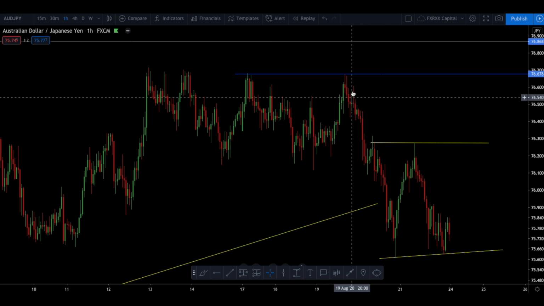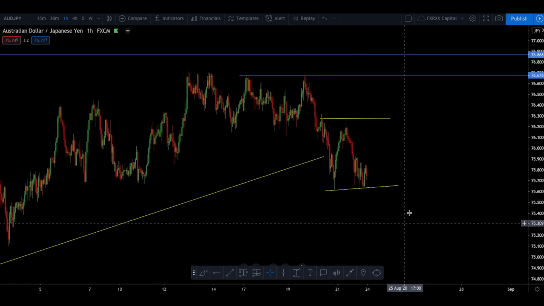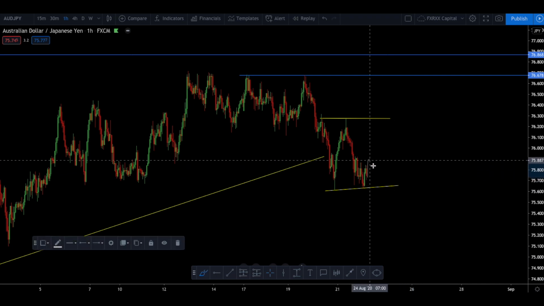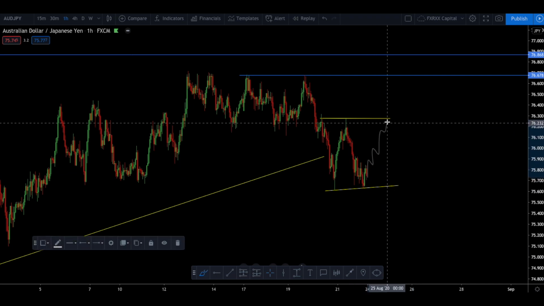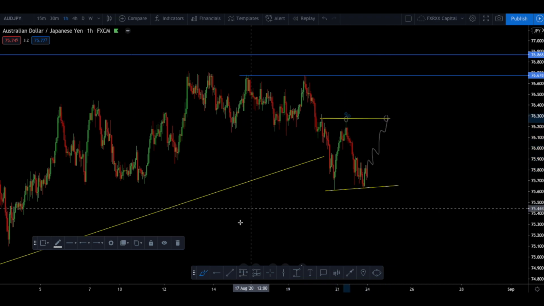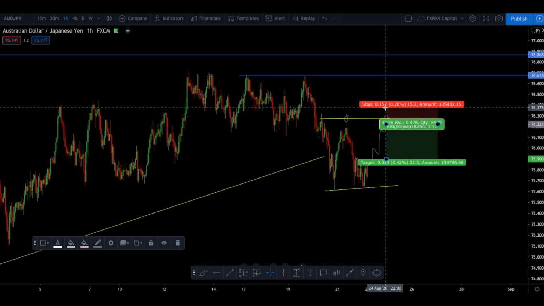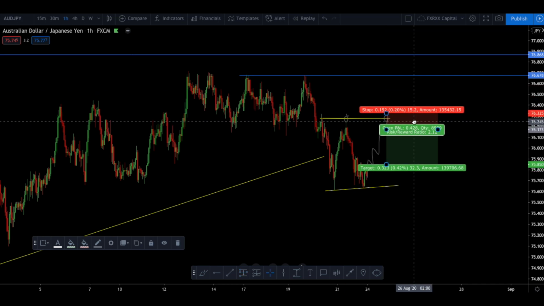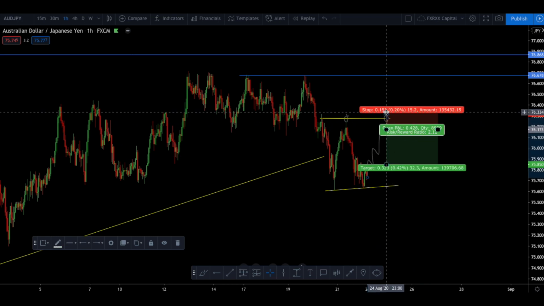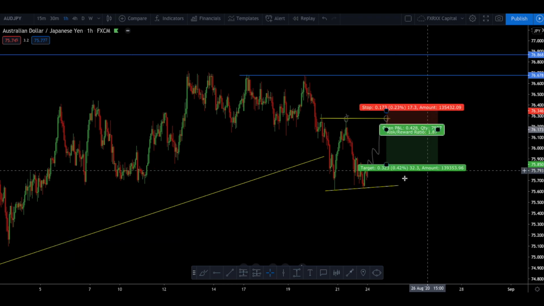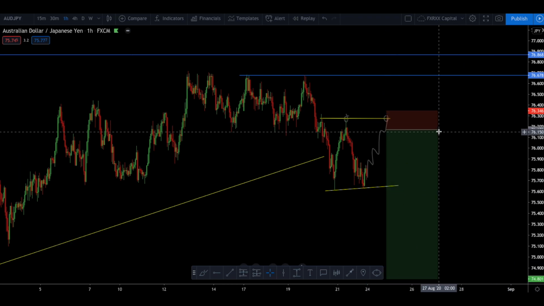Price create one double top from here and sell off from here. Now price create one structure. If the price come back up and touch this point, one touch, second touch, I will sell off from here. Stop loss above the structure. Wait for 1 hour retracement candle or any candle shape formation and sell off from here.